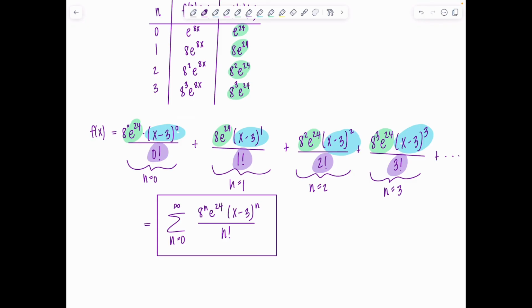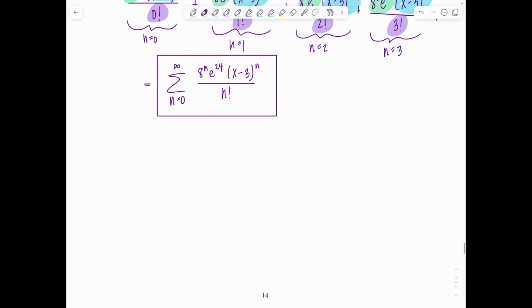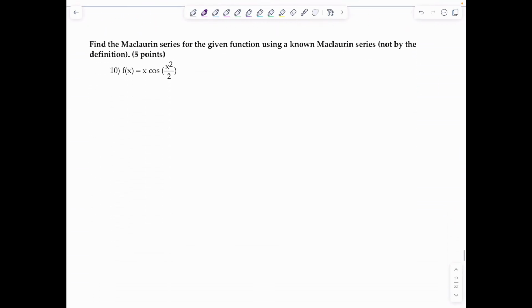Good? Okay, that's it. If you need more practice, I do have extra videos where I do much more difficult Taylor series problems. But this is a good, you know, moderate level, I would say. And then last one, I just wanted everyone to walk out of there happy, okay? Find the Maclaurin series for the given function using a known Maclaurin series, not by the definition.